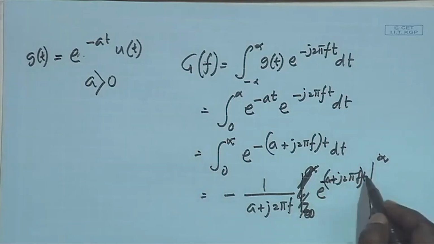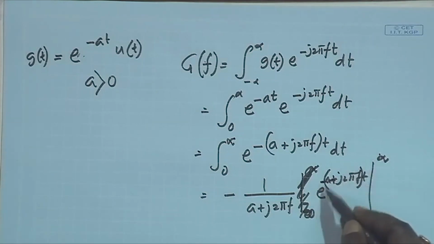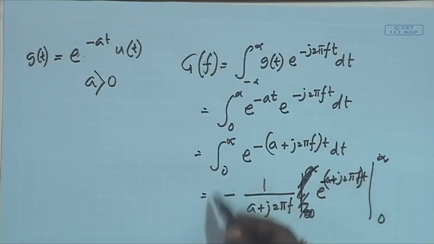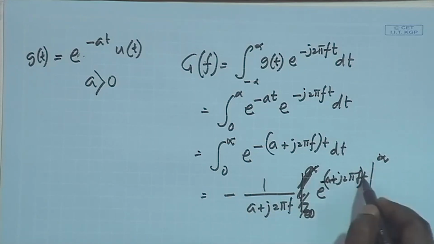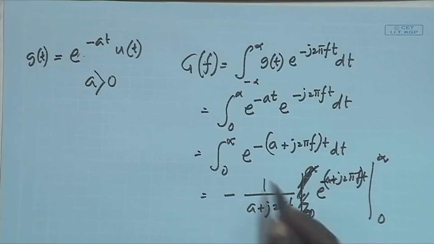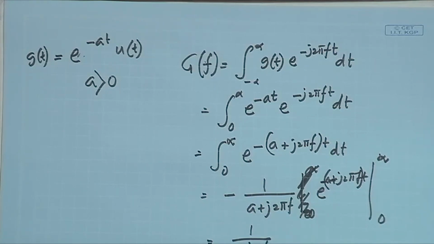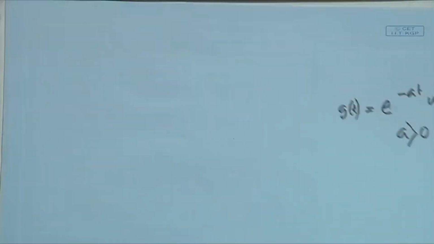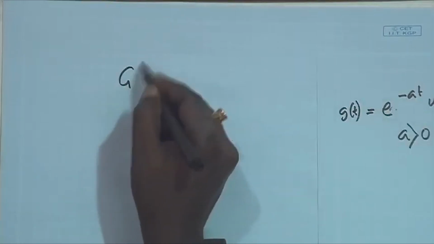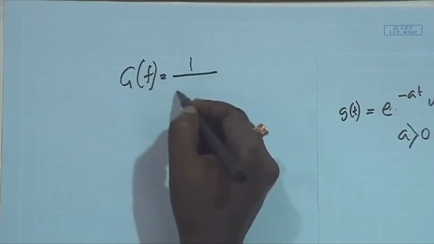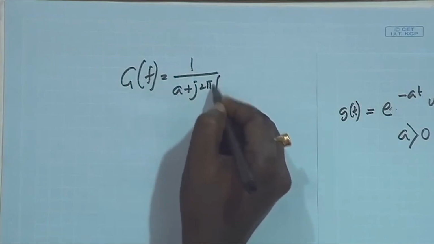Okay. So, if I put t equal to infinity, this goes to 0, because e to the power minus infinity goes to 0. So, that whole value will be 0. When I put t equal to 0, this becomes 1, so it remains as this. Because it is minus, that minus will be cancelled, so this becomes a plus j 2 pi f. So, as you can see, for a signal g t like this, our G f becomes 1 by a plus j 2 pi f. It is a complex signal.